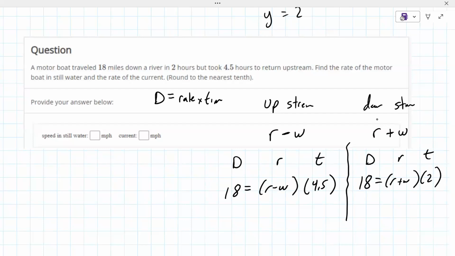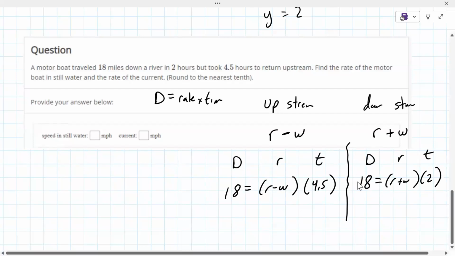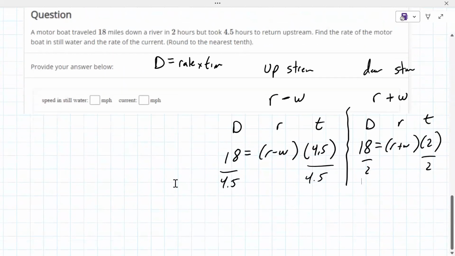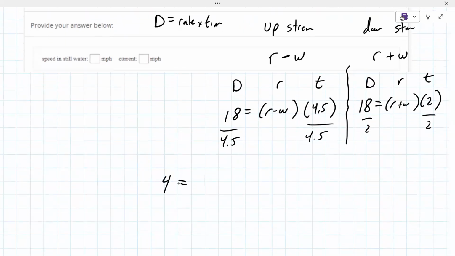All right. Now, a lot of students, a lot of teachers, they multiply these numbers in. You're actually better off dividing both sides by that number. And you'll see why in a moment. So you get 4 equals R minus W and 9 equals R plus W. Is that okay how I got those?